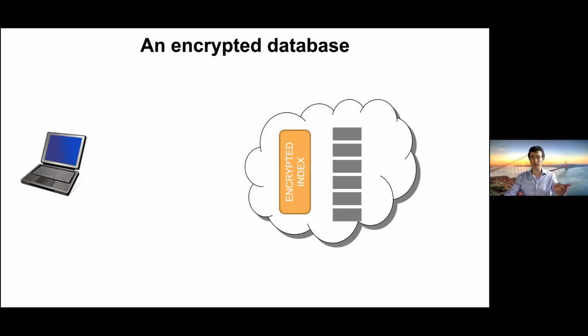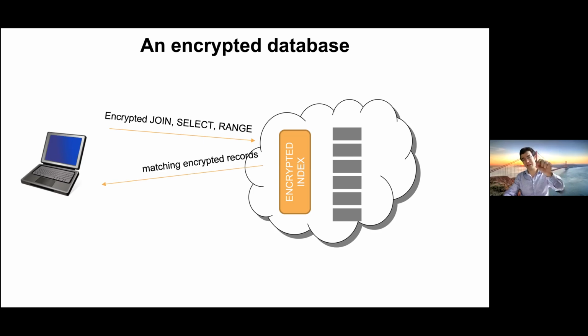So let me give you an example. So for example, what would happen here is the client can now send an encrypted join, an encrypted select, and an encrypted range query. These are encrypted using an interface to interact appropriately with the encrypted index, right? And then using the encrypted index, the server can actually pick which encrypted records match these encrypted queries, okay, without ever decrypting the records. And all this is done using this notion of an encrypted index.